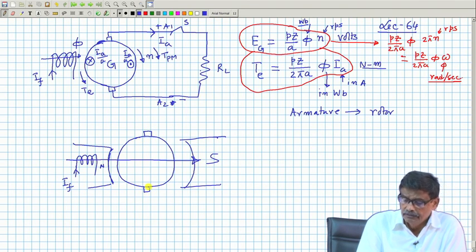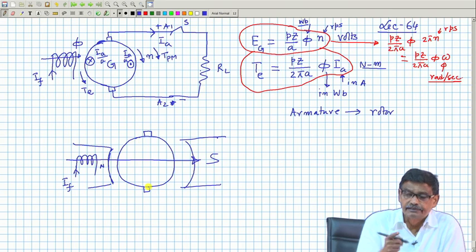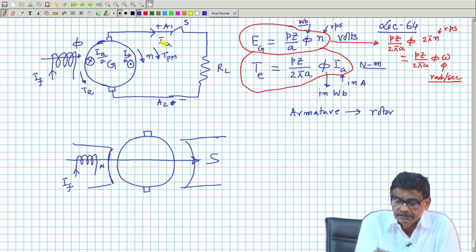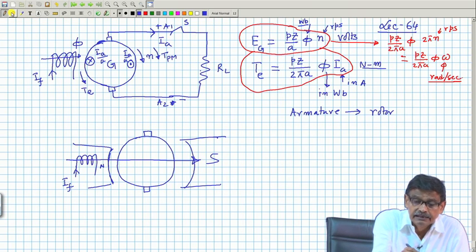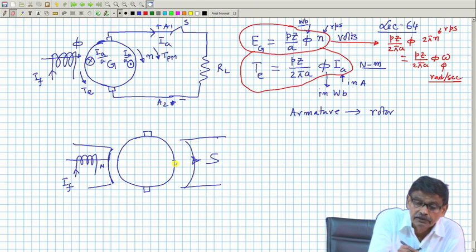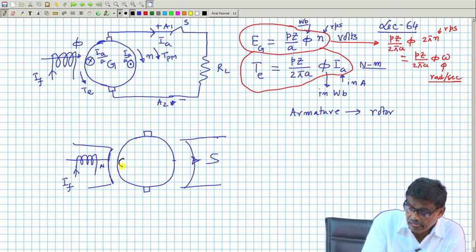Now, for example, if the armature carries current, under what condition will it carry current? When you want to draw power out of the generator, this IA, then this is the thing. These are the lines of force. We understand this is north, this is south. So armature conductors will be here. I am drawing it bigger.